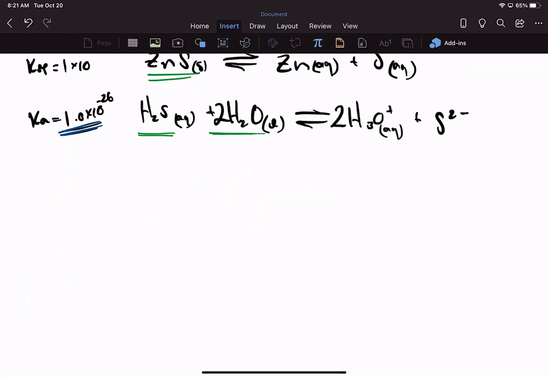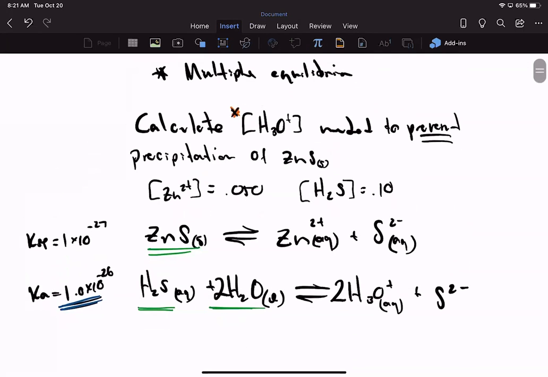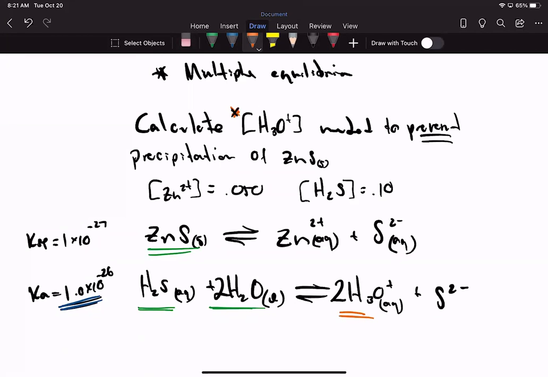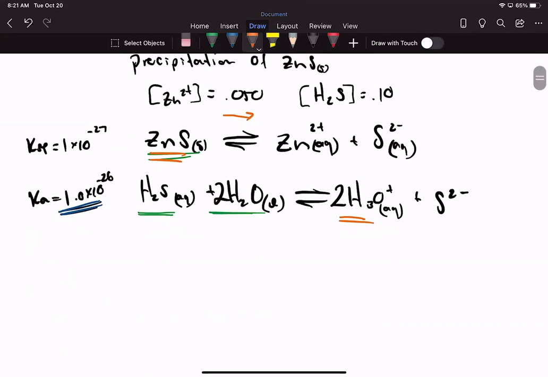It's a good question. So here we're asked to calculate this concentration needed to prevent this from precipitating, which means we need this reaction to shift to the right. So in order for that to happen, let's figure out the first step here.